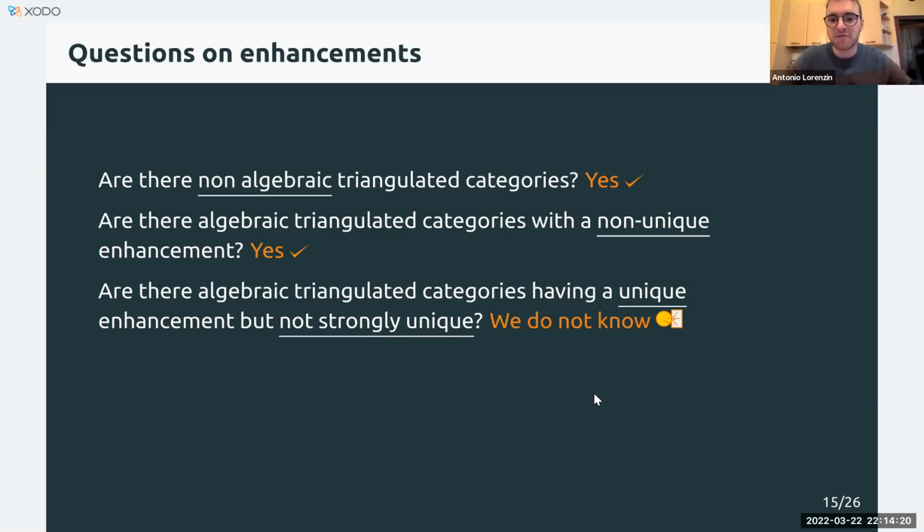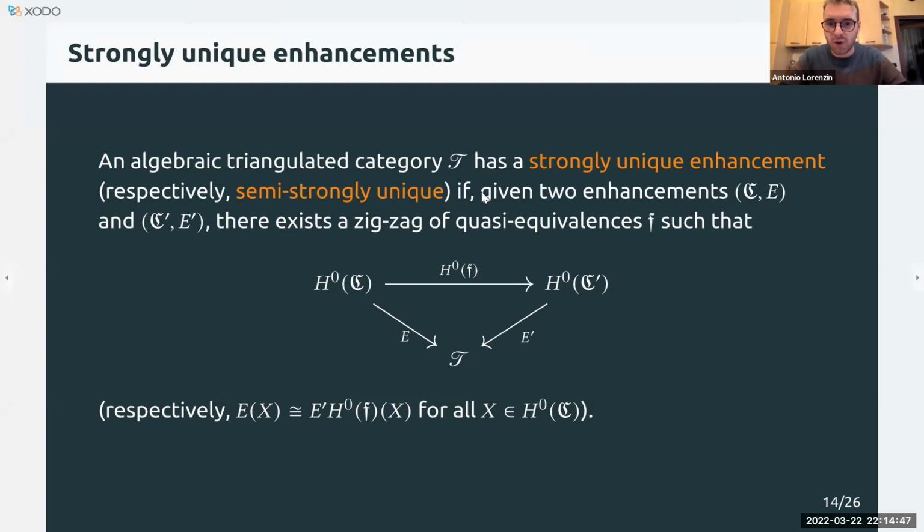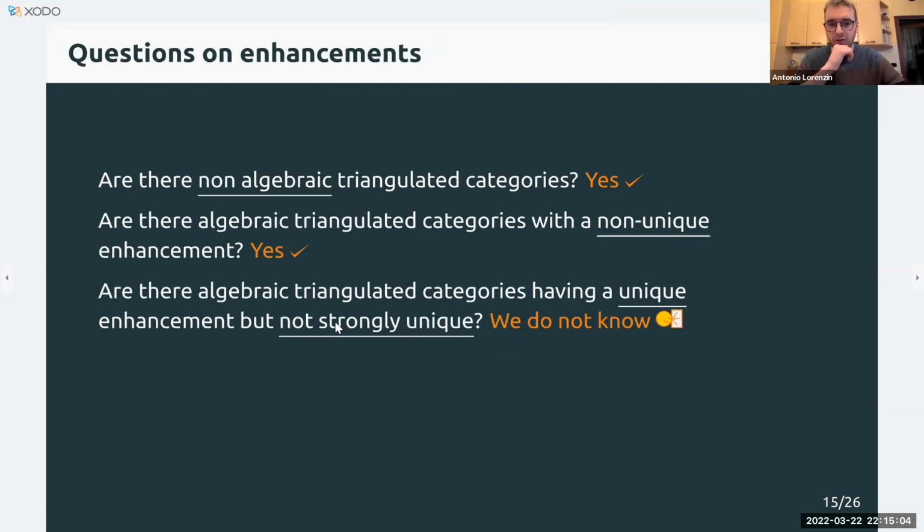Well, if you have algebraic triangulated categories with a non-unique enhancement, then they of course do not have a strongly unique enhancement. Sorry, I interrupted you. Well, that actually follows from the definition, because if you think about it, if you have two enhancements, C, E, and C prime, E prime, we have a zigzag of quasi-equivalences. And now you can just stop here, because this is all you need for uniqueness of enhancements. So if you have strong uniqueness, then you have uniqueness.